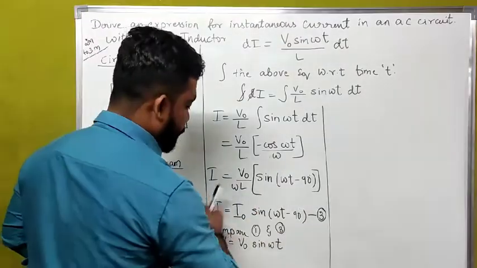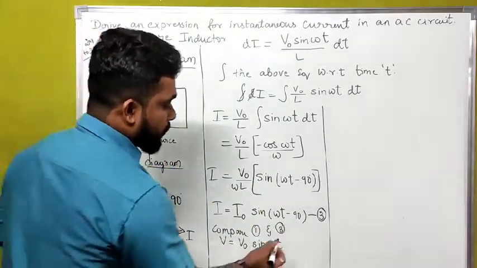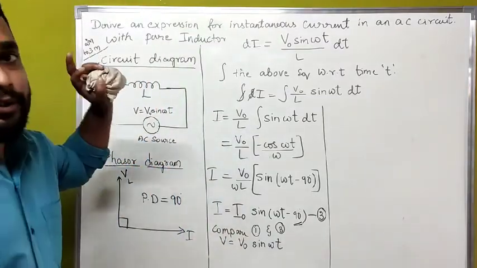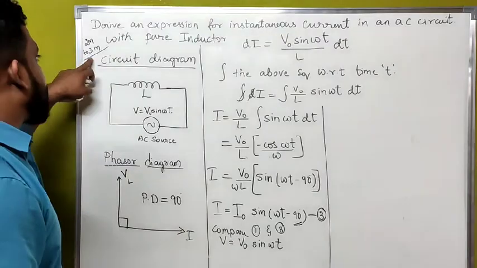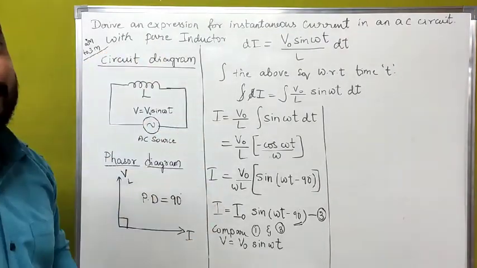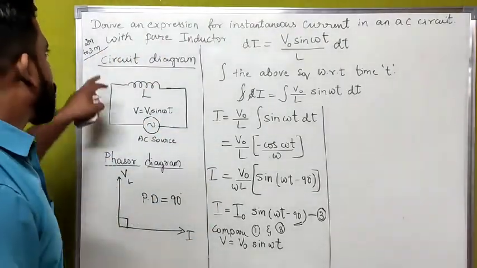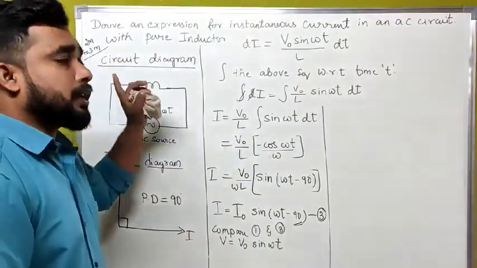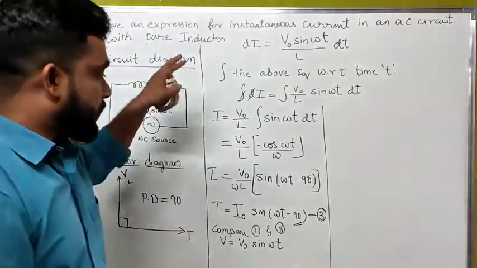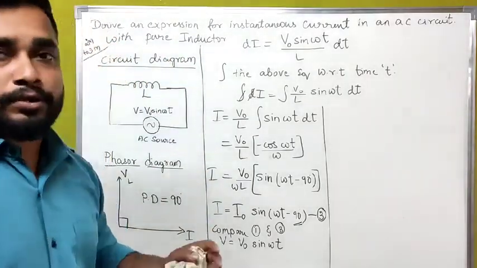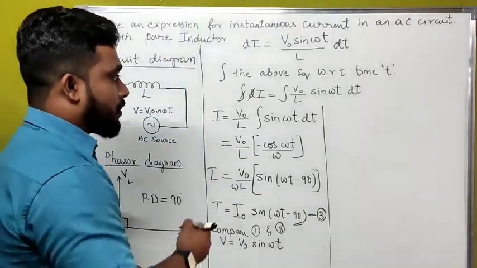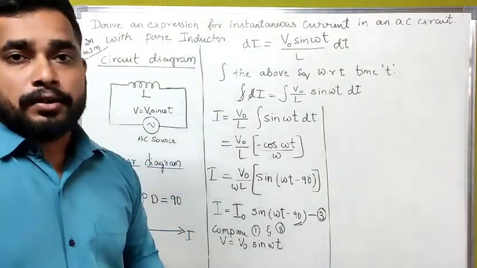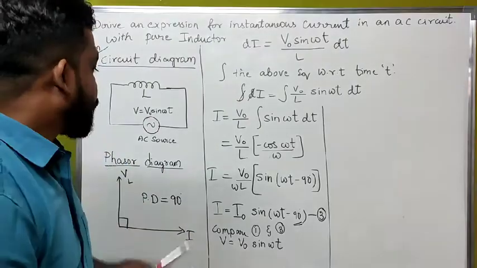This is our last expression for this derivation. This one is also asked for 2 to 3 marks in our examination. Generally, they ask this for 3 marks. For pure inductor, it is for 2 marks; for this derivation, it is approximately 3 marks. The last step of this derivation is a graphical representation, a phasor diagram.